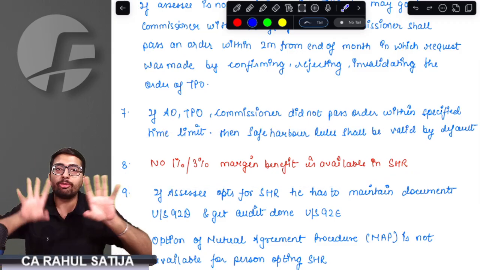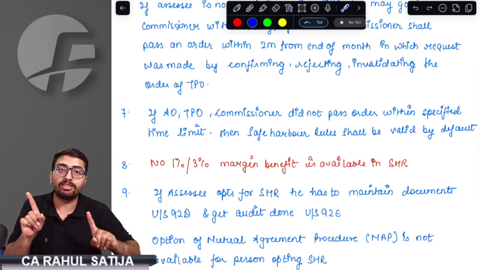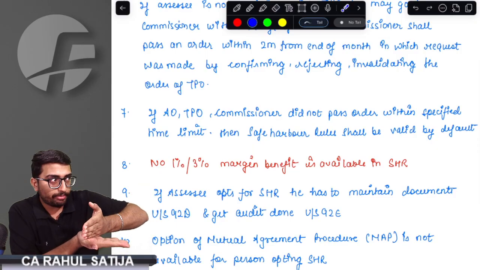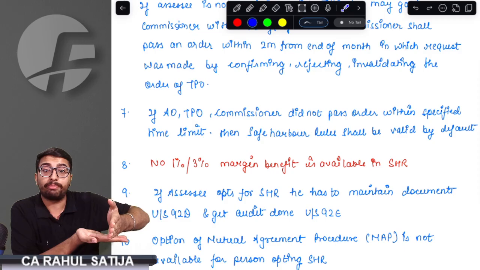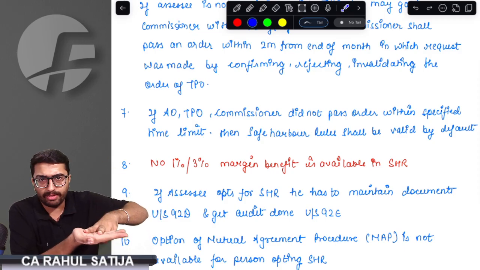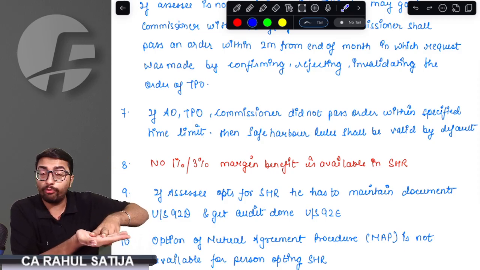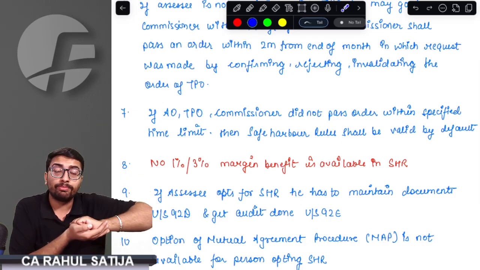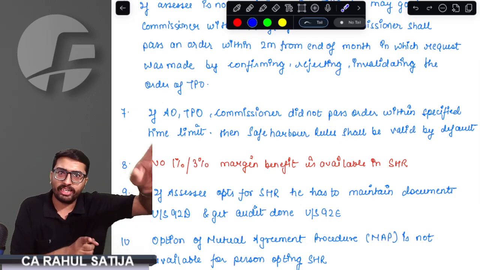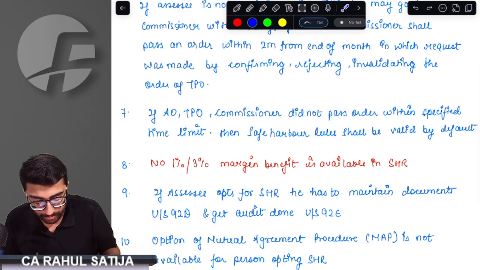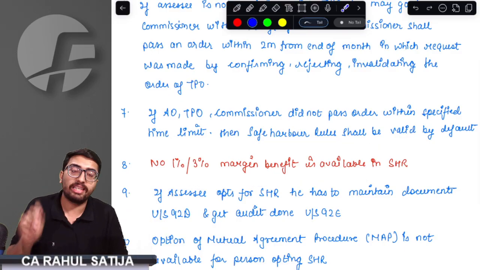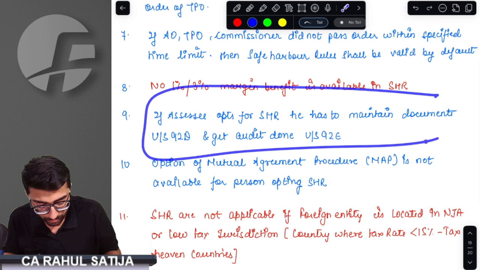Remember, in transfer pricing, we had a provision for 3%, 1%. If the transaction price is not the arm's length price, sometimes transaction price and arm's length price are not the same. In that case, we had a 3% cushion, and in wholesale trading we had a 1% cushion. We can increase by 1%, 3%, but this 1%, 3% margin is not available in safe harbor rules, sir.